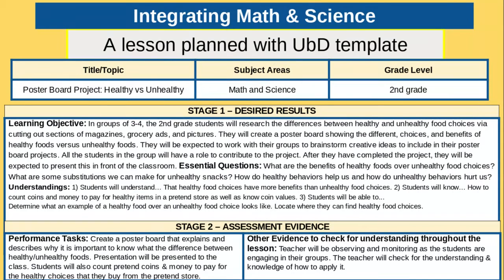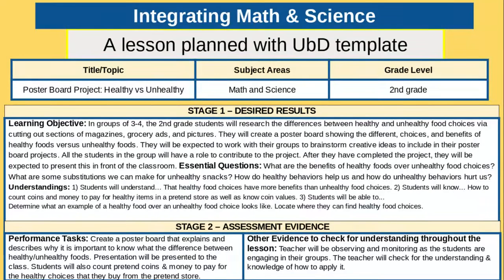And we want students to know also how to count coins and money to pay for those healthy items in a pretend store, as well as know coin value. So they'll choose the healthy choices, and then the math element will be counting money and coins to pay for those items. We also want the students to be able to determine an example of a healthy food over an unhealthy food choice and what that looks like, and be able to explain and describe those, as well as locate where they can find healthy choices.